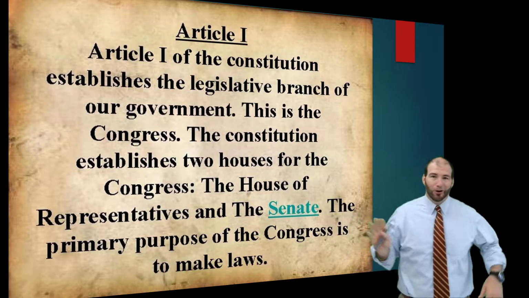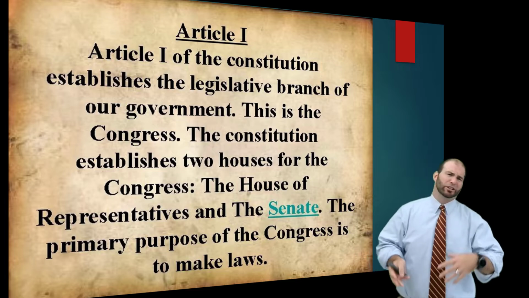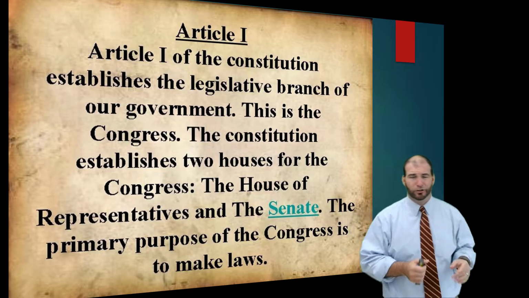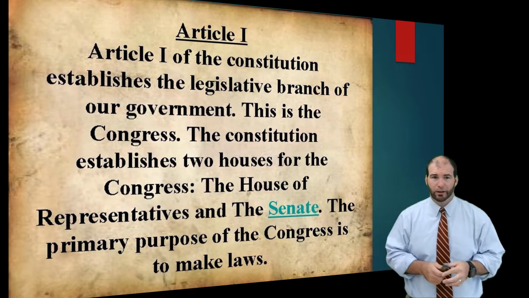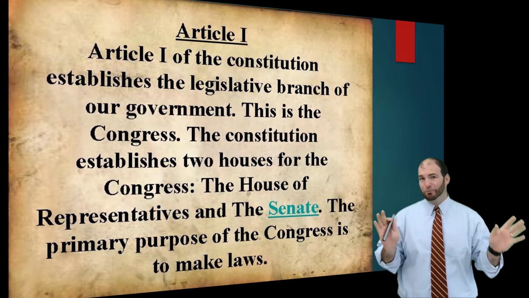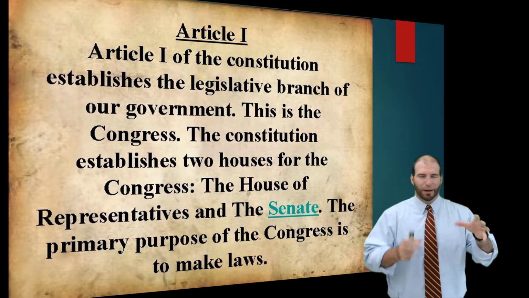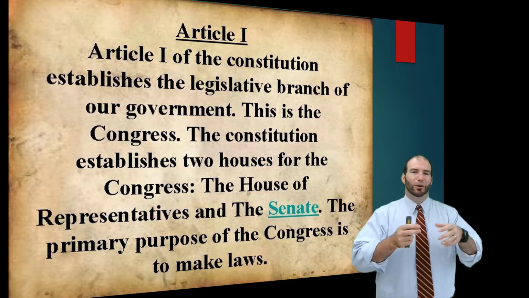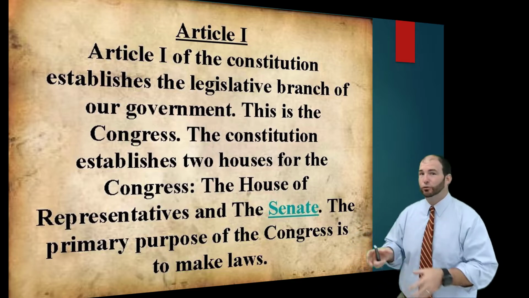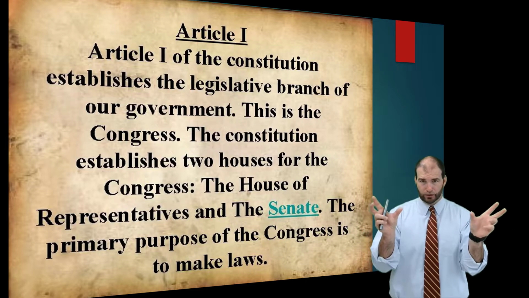Article 1 establishes the legislative branch of our government. This is Congress. So there's going to be 2 houses, and we're going to talk about both of those today. We are what's called a bicameral legislature. All right, bi means 2, cameral, I guess, means houses. So you have the Senate and the House of Representatives. Our Congress is made up of those 2 things.